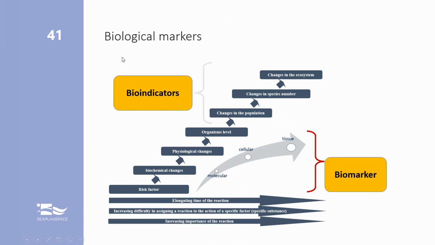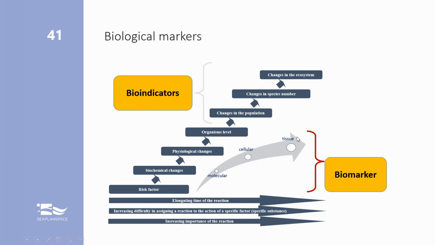Finally, we are going into the biological markers and the biomarkers. What I was talking about a while ago, those were bioindicators. Everything which is a change from the species up to the ecosystem level. So if you look at this graph, if we have a risk factor which is acting somewhere here, this change occurs already very late in the ecosystem.